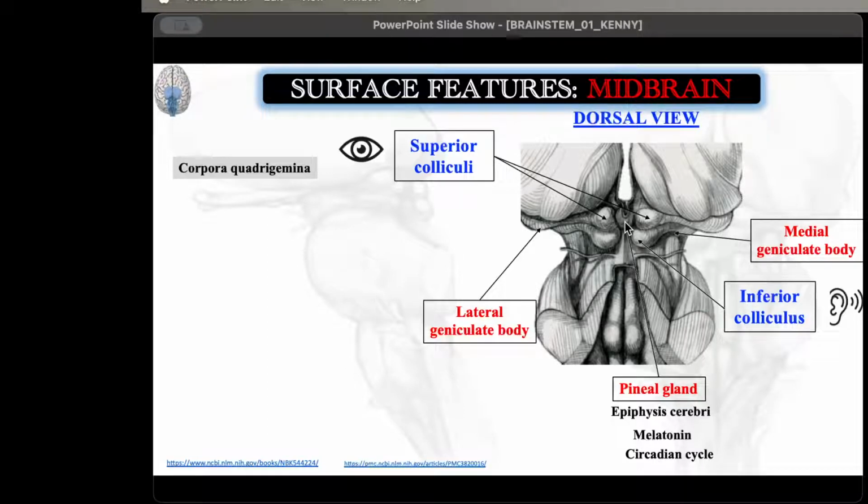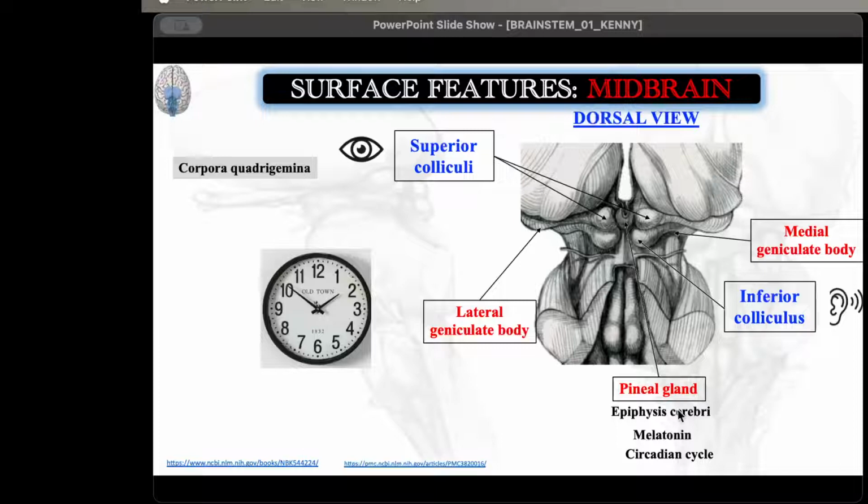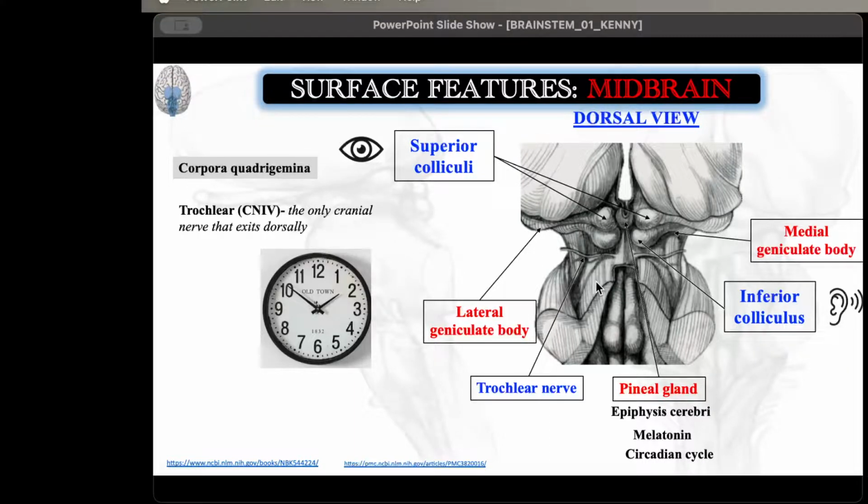And then we have another thing here, which is known as the pineal gland, or epiphysis cerebri. It is an internal clock, which controls the circadian cycle. You go to sleep over the night and wake in the morning because of this gland, the pineal gland. It is what controls your sleep cycle, known as the circadian cycle. And we also have a separate video that discusses the circadian cycle.